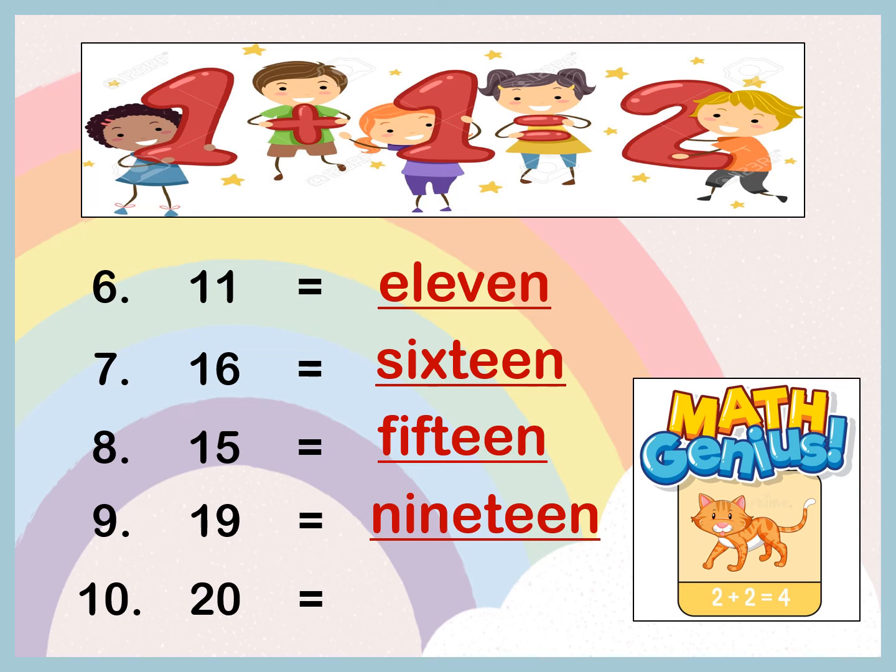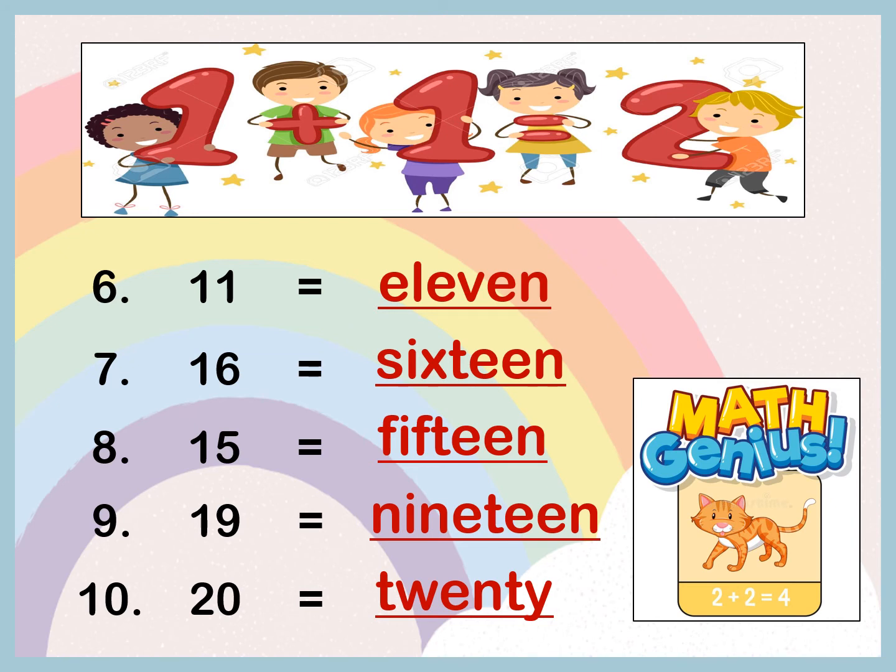It's N-I-N-E-T-E-E-N. 19. Great job. Did you get the right answer, kids? Okay, and the last one is 20. How do you spell 20? It starts with letter T, then W, E, N, T, Y.